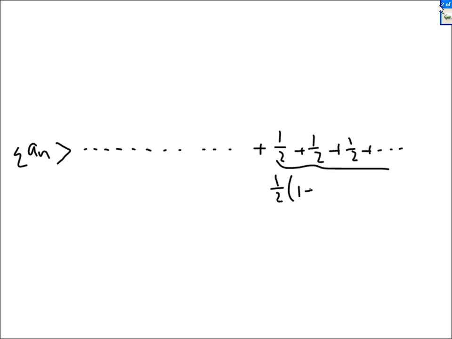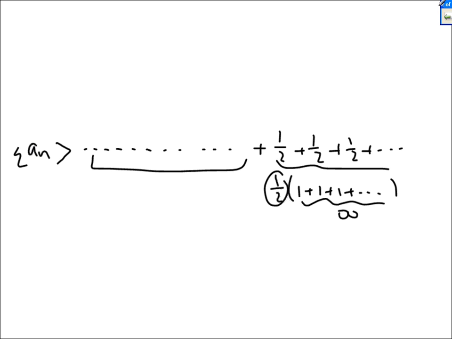Well, I may not know what the first terms are, but at the end, the sum of the a sub n's will be bigger than a half plus a half plus a half forever. You can factor out a half. You get 1 plus 1 plus 1 plus 1 forever. That's infinity. Half times infinity is infinity. And I didn't even add on the first 20 billion terms yet. I'm just looking at the end.